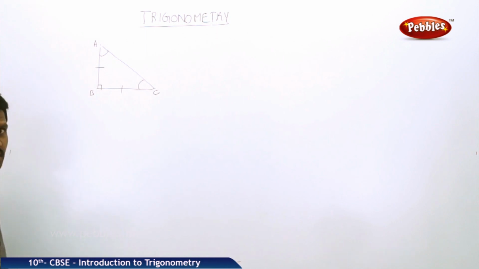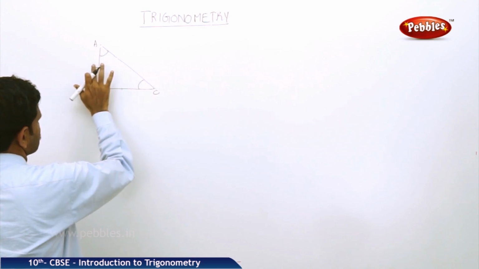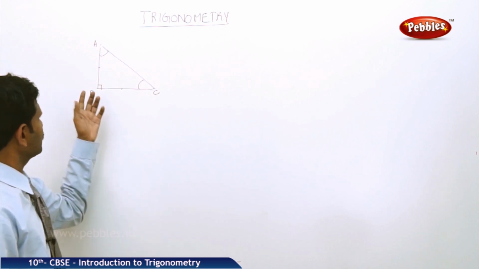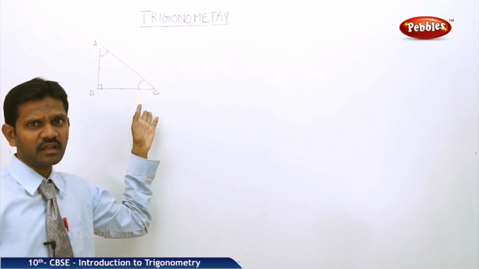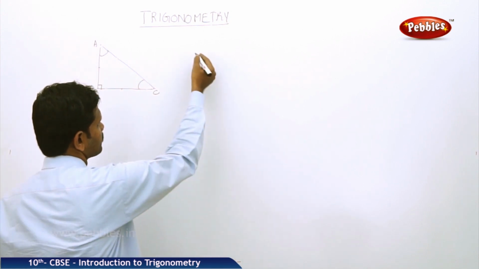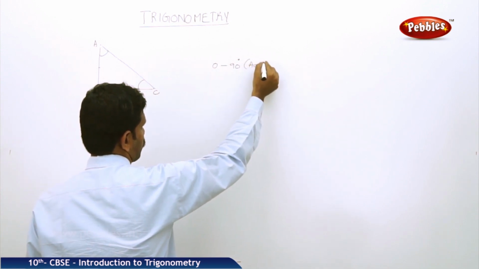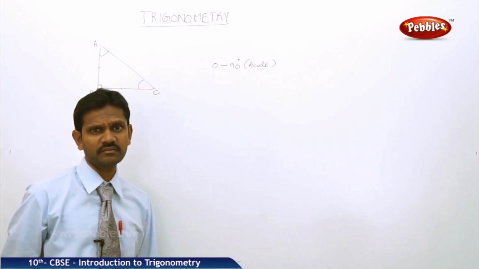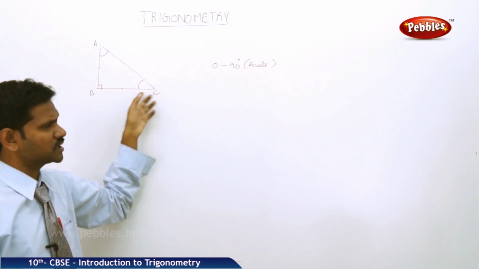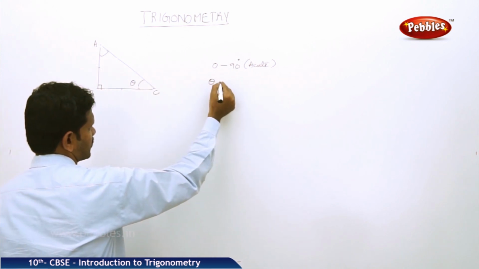Okay. Now let us come to our general part. Let us consider the right angle triangle ABC. In this right angle triangle, except the right angle, the other two angles are acute angles. Acute angle means the angle between 0 to 90 degrees. That is, in a right angle triangle, except the right angle, the other two angles are acute angles. Suppose my consideration is theta, where theta is acute.